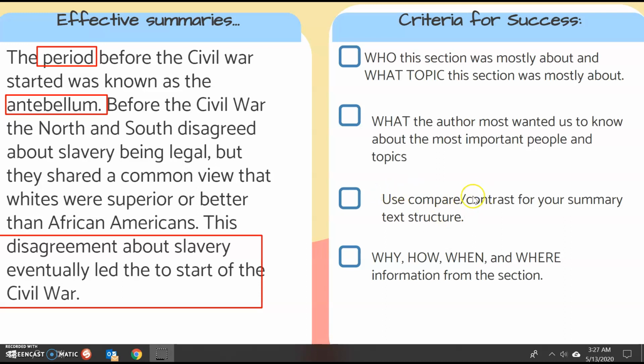Don't mind this typo. It should say cause and effect. And I've also answered the why, how, when, and where, right? Where was the North and the South? How is there was a disagreement and they felt like they were superior, right? When was the period before the Civil War? The how and the why kind of go together.